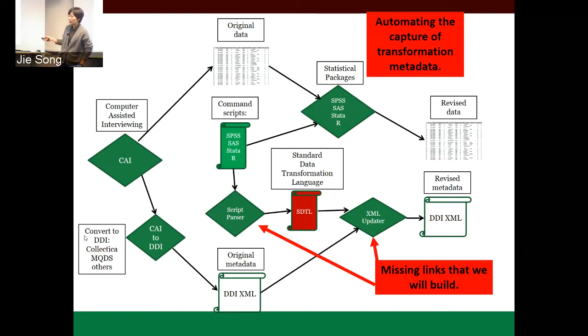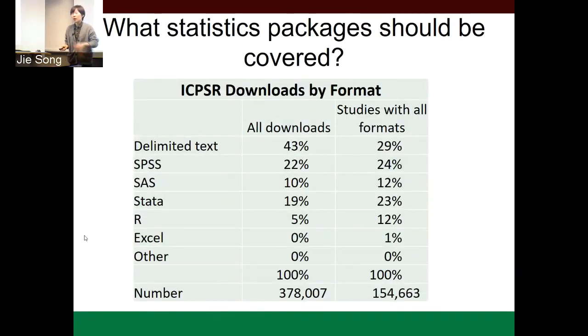Okay, so those are the missing links we want to build. First, a converter, a script parser that converts the statistical language to SCPL, and then an updater that embeds the transformation information into the original metadata. So what kind of script parser should we implement? We can't name all of them, but those are the major ones that we choose to do.